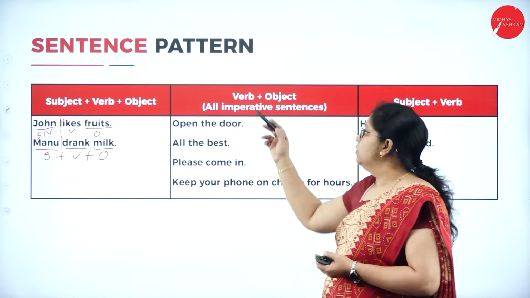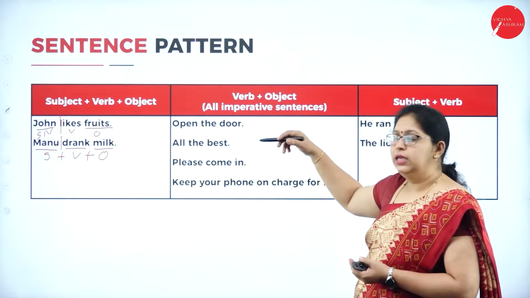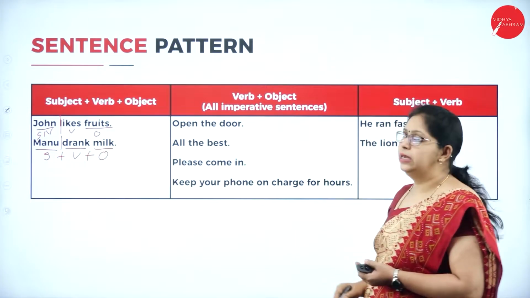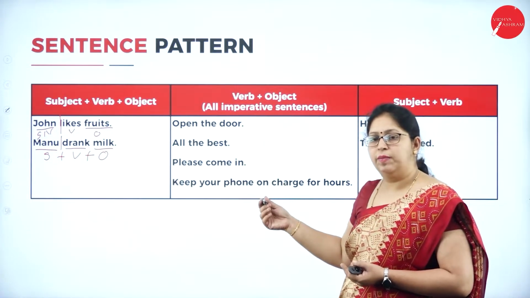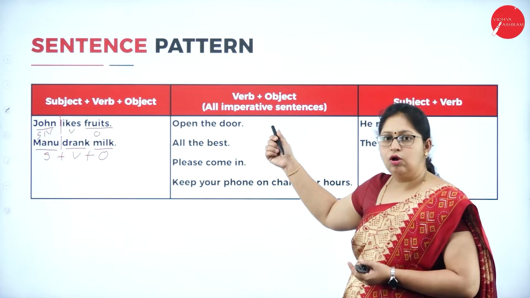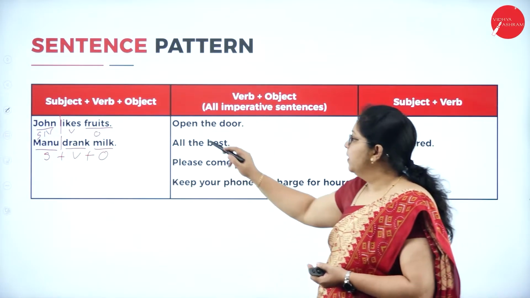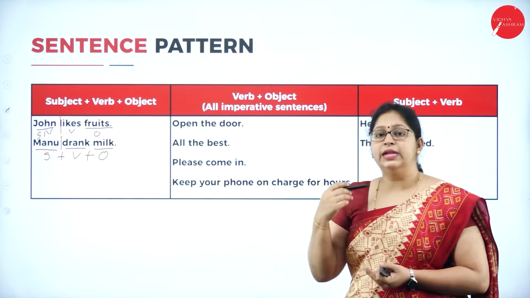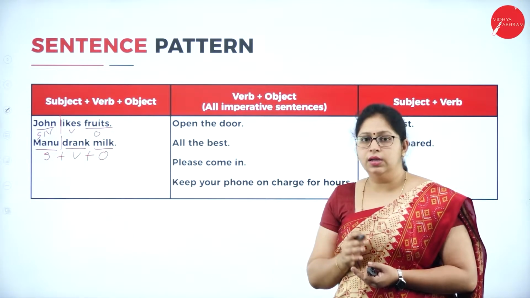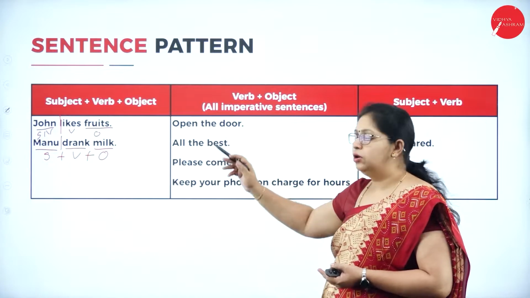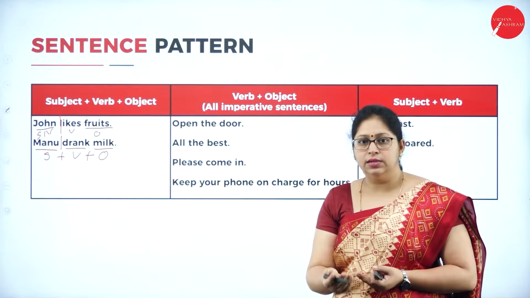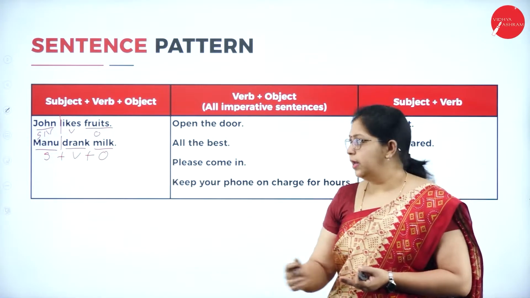Let us go next. Verb plus object. Here all the imperative sentences are in this format. That is verb plus object. There is no subject in these sentences. Let us see. Open the door. Imperative means command, order or request, right? Open the door is a command, an order, right?